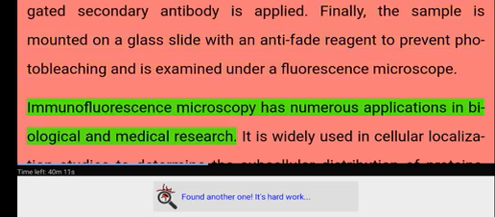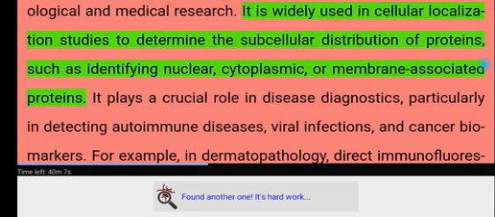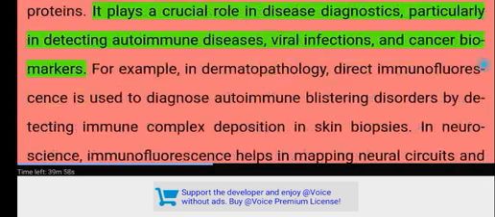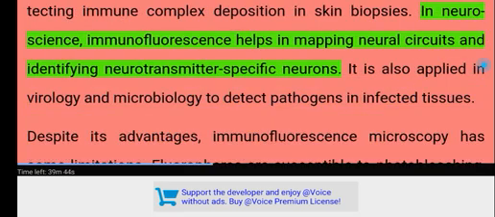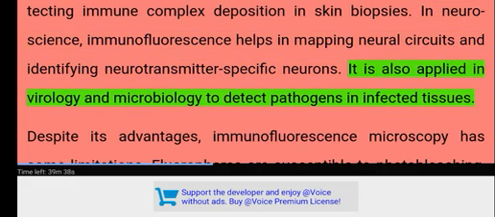a fluorescence microscope. Immunofluorescence microscopy has numerous applications in biological and medical research. It is widely used in cellular localization studies to determine the subcellular distribution of proteins, such as identifying nuclear, cytoplasmic, or membrane-associated proteins. It plays a crucial role in disease diagnostics, particularly in detecting autoimmune diseases, viral infections, and cancer biomarkers. For example, in dermatopathology, direct immunofluorescence is used to diagnose autoimmune blistering disorders by detecting immune complex deposition in skin biopsies. In neuroscience, immunofluorescence helps in mapping neural circuits and identifying neurotransmitter-specific neurons. It is also applied in virology and microbiology to detect pathogens in infected tissues.